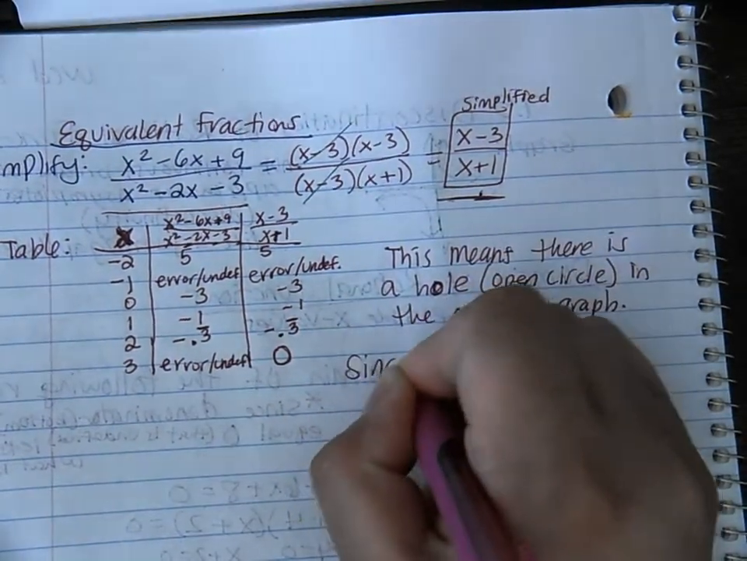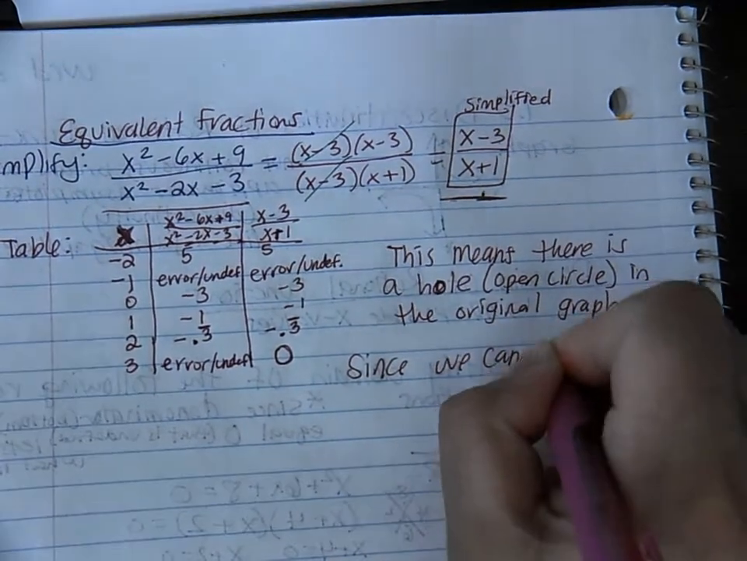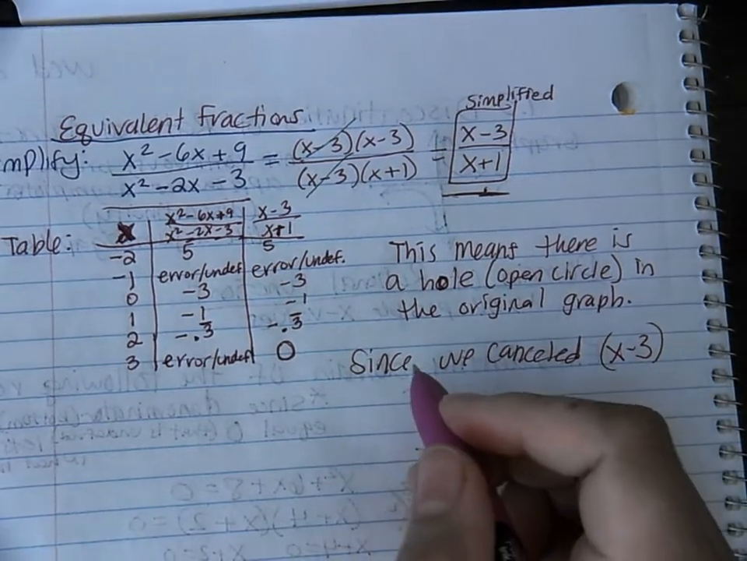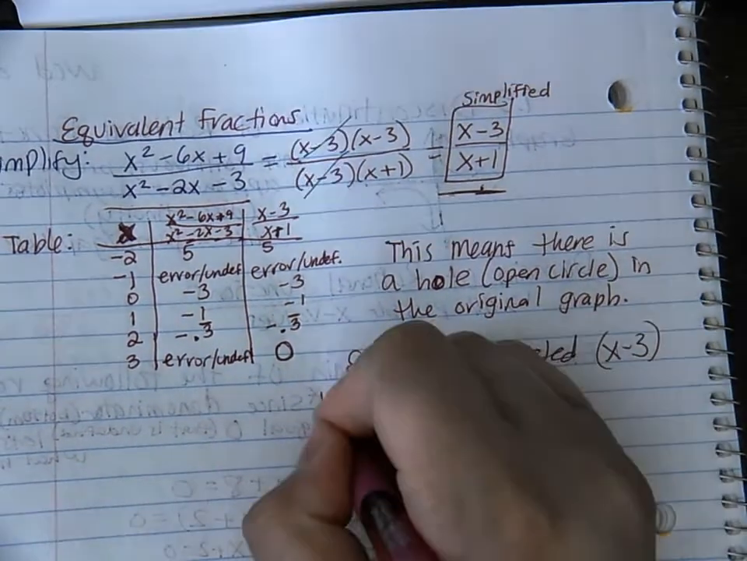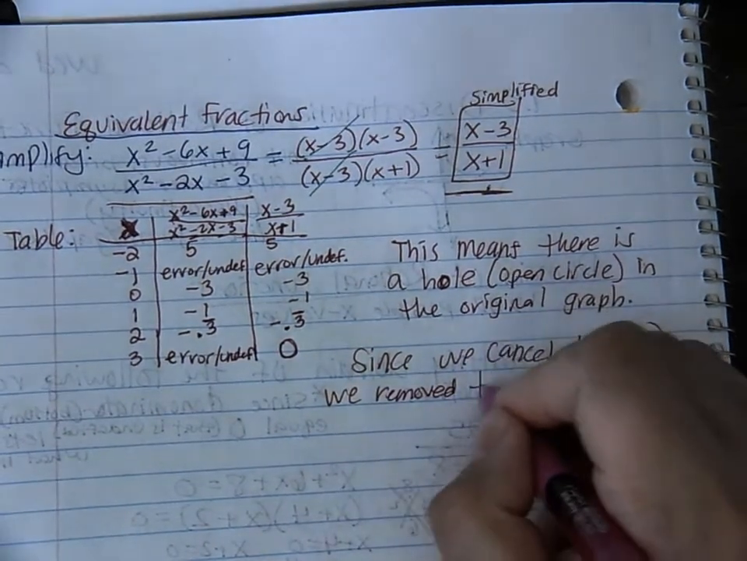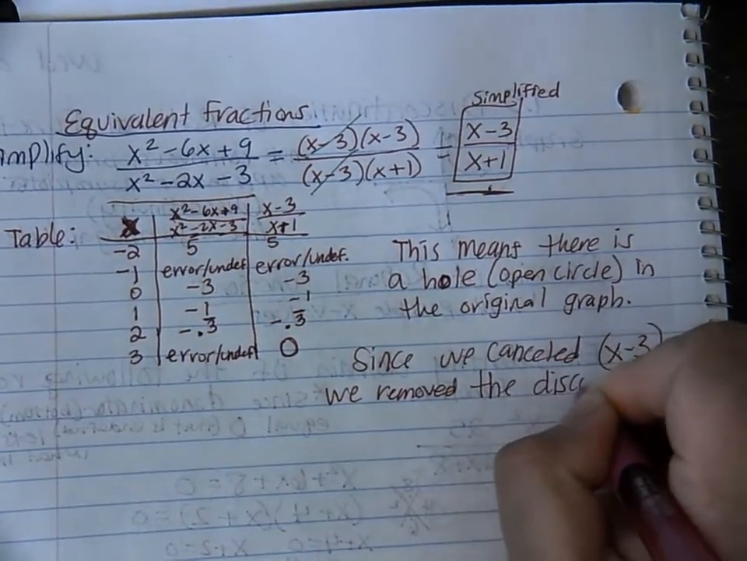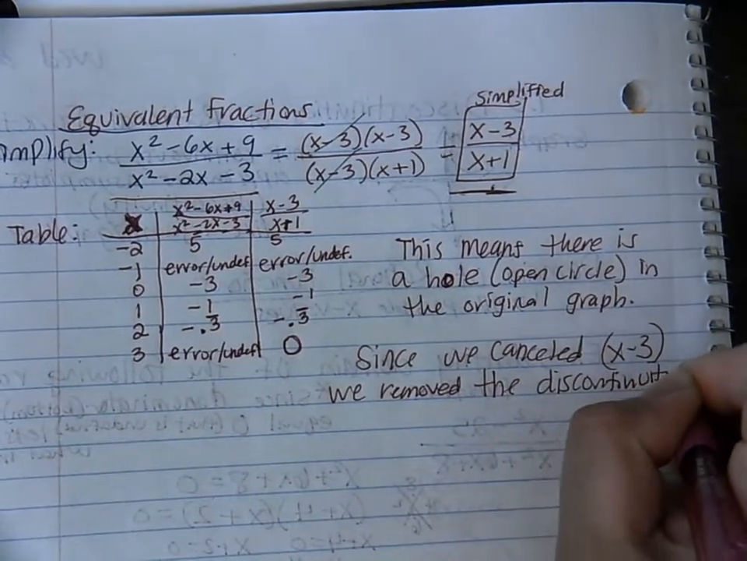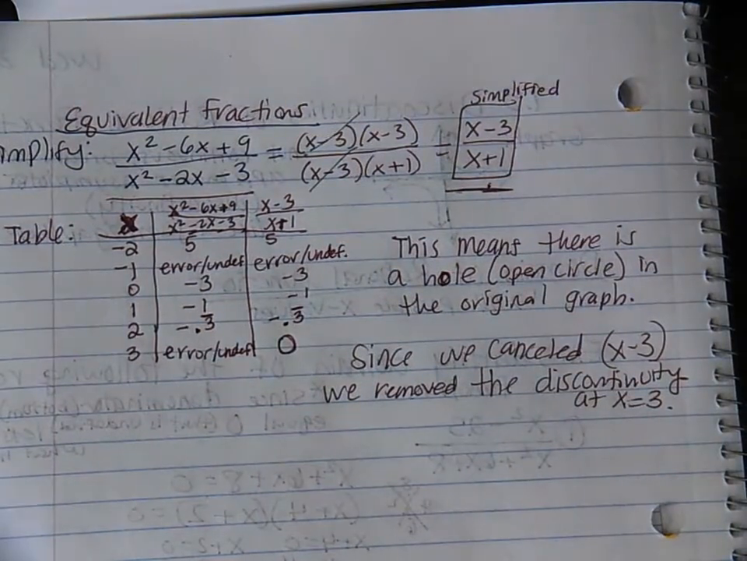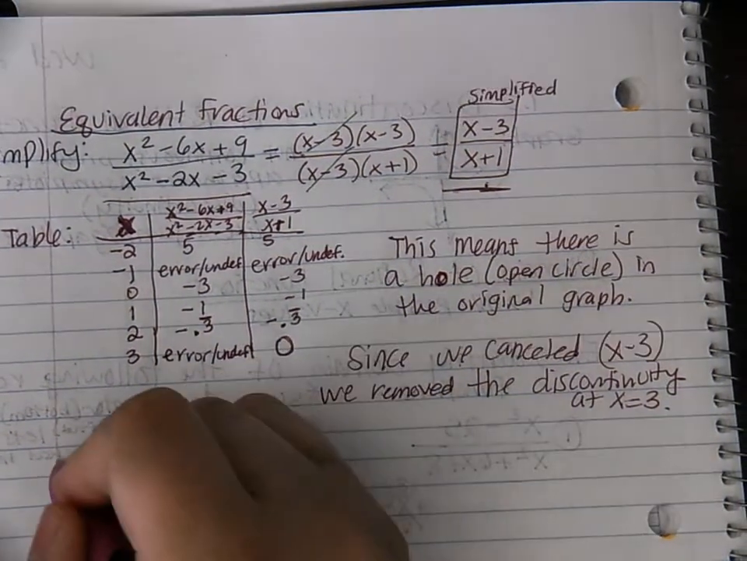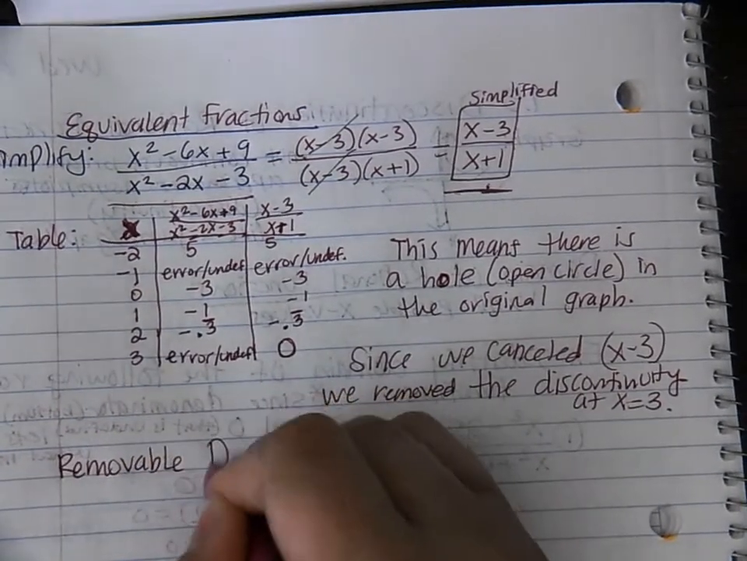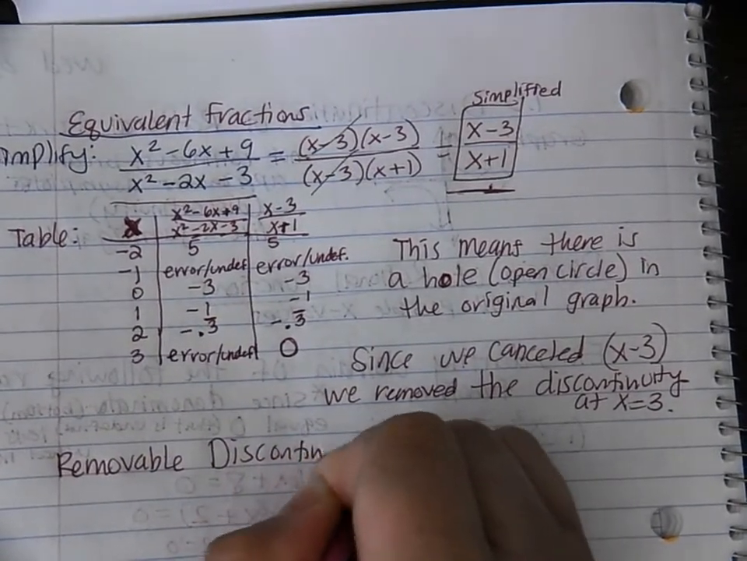Okay, so this is how we write it. Since we canceled the x minus 3's, we basically removed the discontinuity at x equals 3. And we will practice what this means. So let me tell you the definition of a removable discontinuity. And then I'll show you the graph for that one as well.